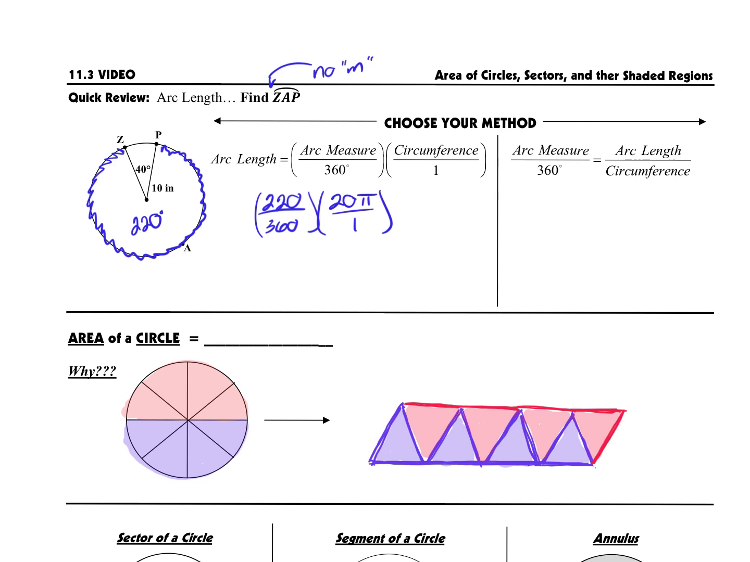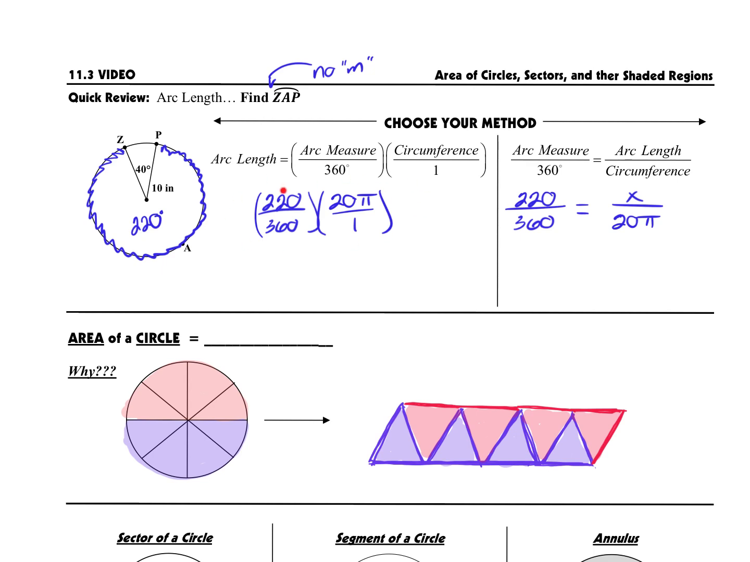Over here on the proportion method, we would still take our arc measure, and that would still be 220 over 360. And that's going to be equal to the arc length that we don't know, we'll call it x, over the circumference of 20 pi. Now, this is where we talked about being able to work with our fractions.